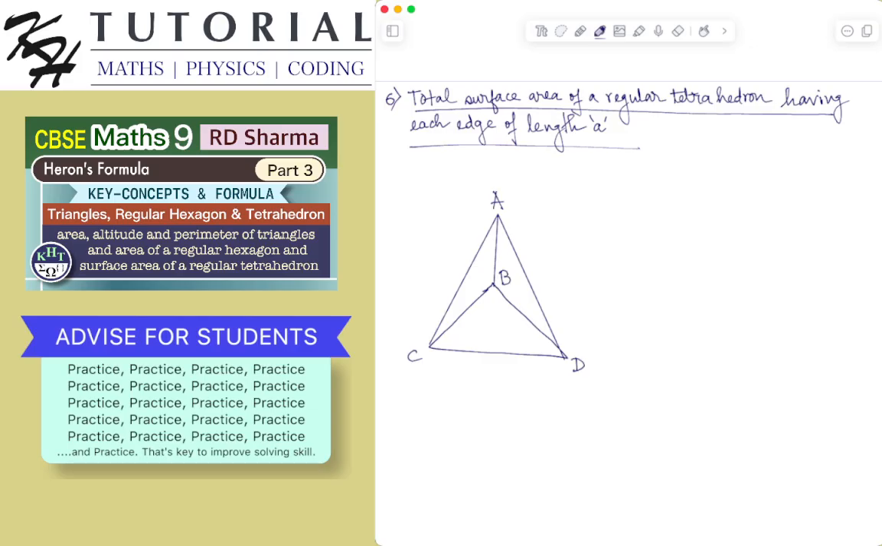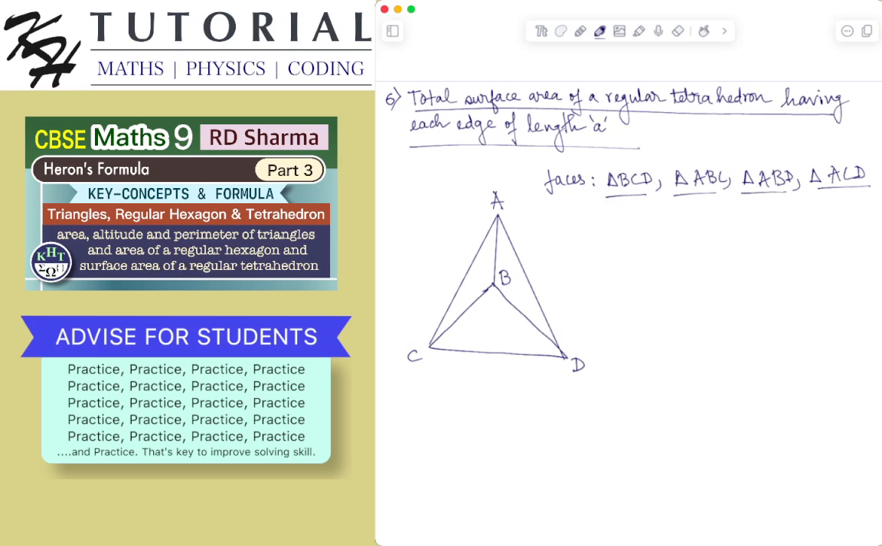So what are the faces? The faces are the triangle BCD, triangle ABC, triangle ABD, triangle ACD. These are the 4 faces of a regular tetrahedron, where all these triangles are equilateral triangles and the length of each side is the same.